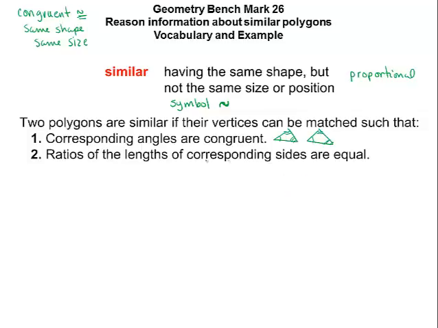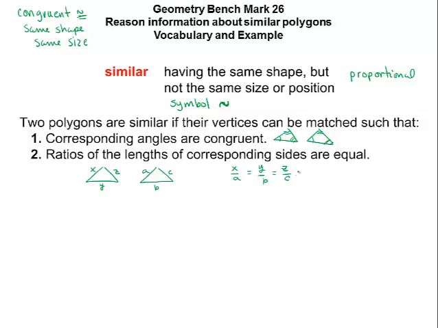And then the ratios of the length of the corresponding sides are equal. So again, if I have 2 triangles and I want to see if they are similar or not, x over a will be equal to y over b, which will be equal to z over c. So all the ratios will be the same for all the sides. And it's triangle 1 over triangle 2, triangle 1 over triangle 2, triangle 1 over triangle 2. Just remember to always keep the same shape on top and the same shape on the bottom.